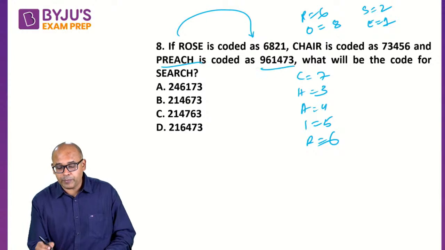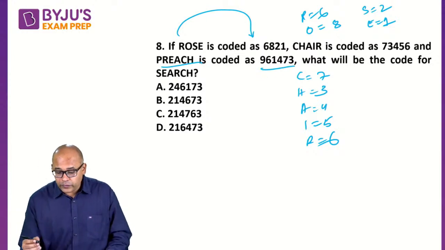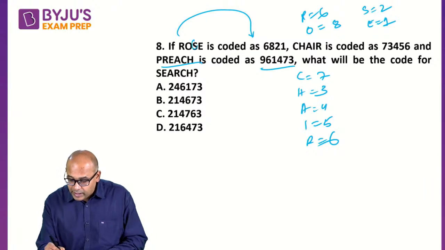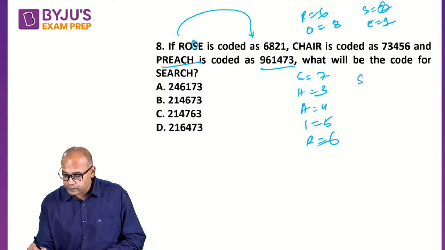So similarly, they have given this for PREACH also. So what is the code for SEARCH? So SEARCH mein S kahan pe aaya tha? Yahan pe. So S is 2.